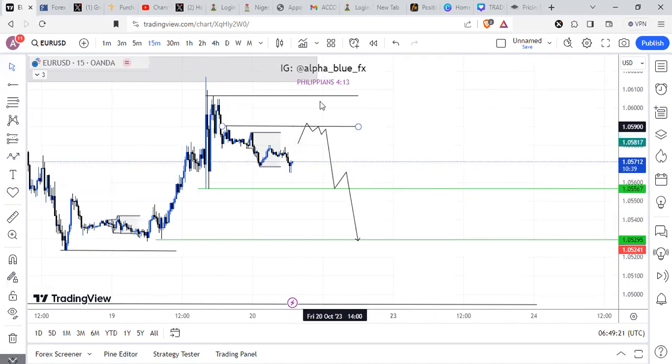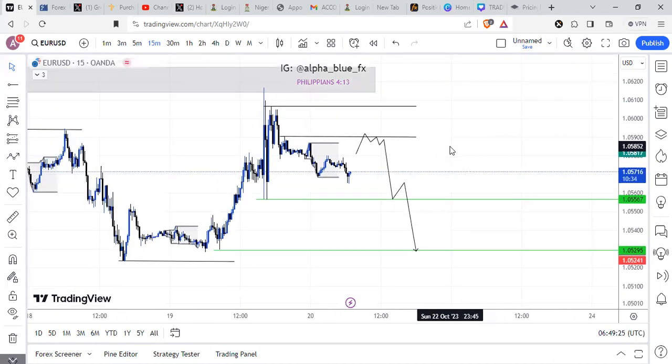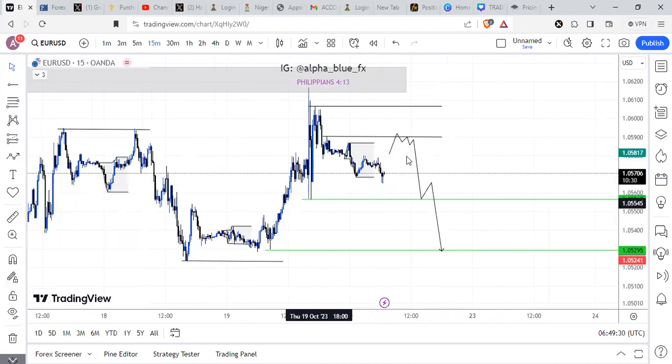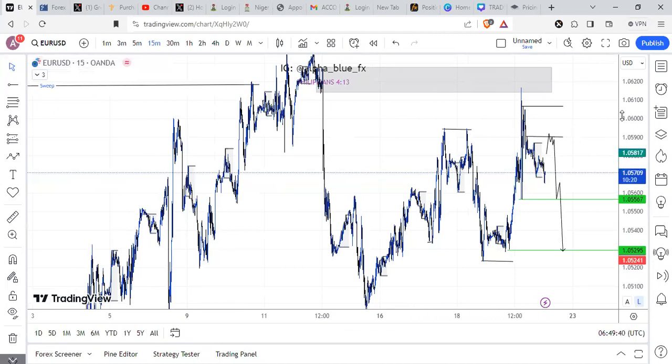Price may even come all the way to the top here before selling. Whichever one, you just react to what price does. Wait for it to do its thing, then you follow it. Whichever side it wants to respect, whichever liquidity point it wants to get to, fine. So that was the idea for Euro USD this morning.